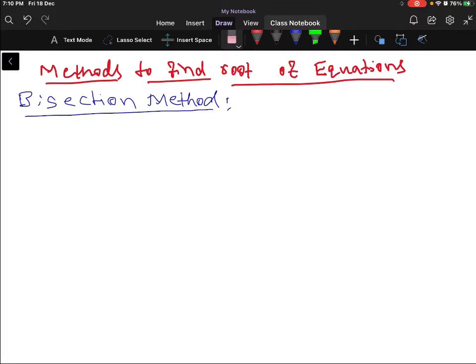Later you have seen what exactly the transcendental equations and polynomial equations are, what are the simple root and multiple roots of the equation f of x equal to 0, and how to choose the initial conditions by using graphical method and by using the intermediate value theorem. Now let us move to the methods to find root of equations. Here equation may be transcendental equations or polynomial equations. Now let us move to bisection method.